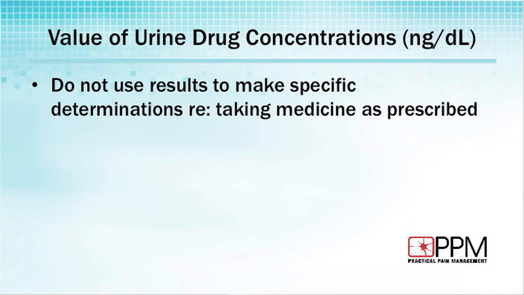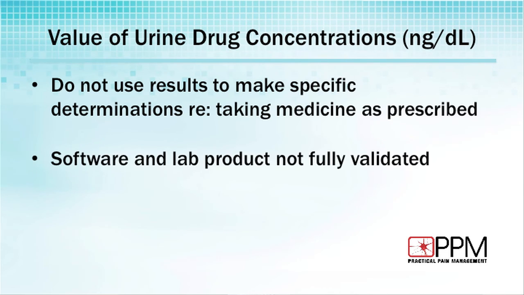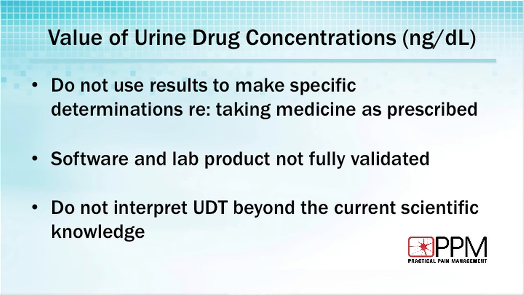As I travel around the country giving lectures about urine drug testing, a common question I am asked is whether you can tell by the value of the urine drug concentration, which is nanograms per deciliter, if the patient is taking the medicine as prescribed. I want to emphasize as strongly as I can, do not use results to make a specific determination of whether the patient is taking the medication as prescribed. Software and laboratory products have not been fully validated to give this information. Do not interpret urine drug testing beyond the current scientific knowledge. To do so would put your patient and you at medical legal risk.